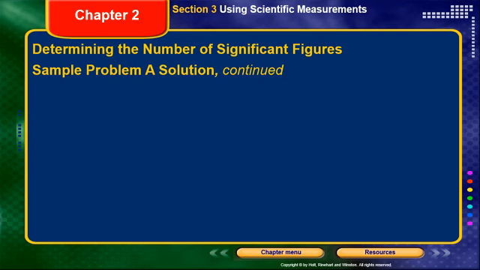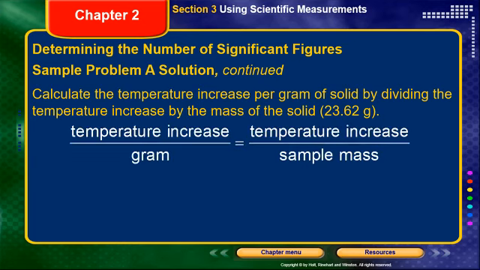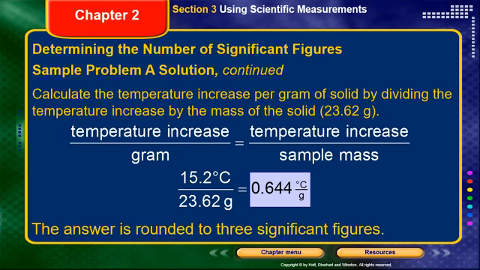Now we're being asked to find the temperature increase per gram of solid. We simply just calculated the temperature increase. So we calculate the temperature increase per gram of solid by dividing the temperature increase, what we just determined, by the mass of the solid. So we'll take the temperature increase, divide it by how many grams, plug in those numbers, and we get an answer of 0.644 degrees Celsius per gram. And notice that we're including 3 significant figures because 15.2 degrees Celsius has 3 significant figures, and we are using division.